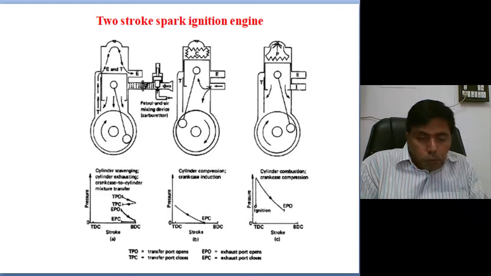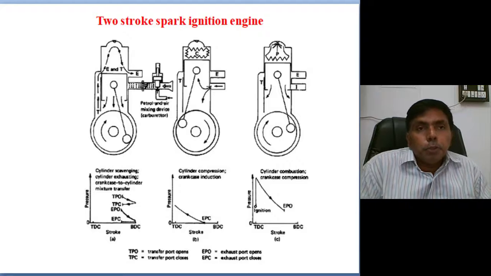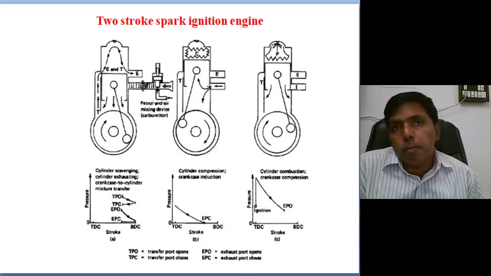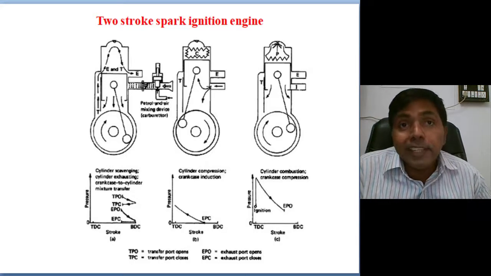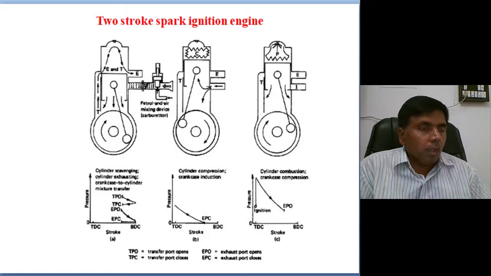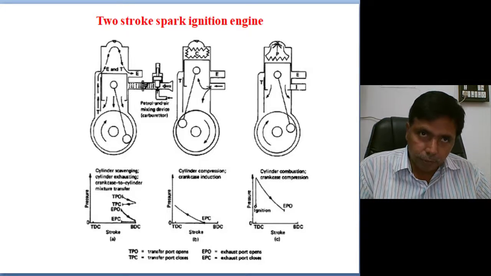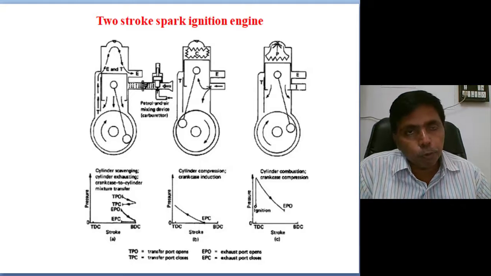With two movements of the piston, TDC to BDC and BDC to TDC, we are completing 5 operations using 3 ports, no valves. There is no valve mechanism. So it is simple in design. The operation and maintenance cost is very low compared to a 4-stroke engine.